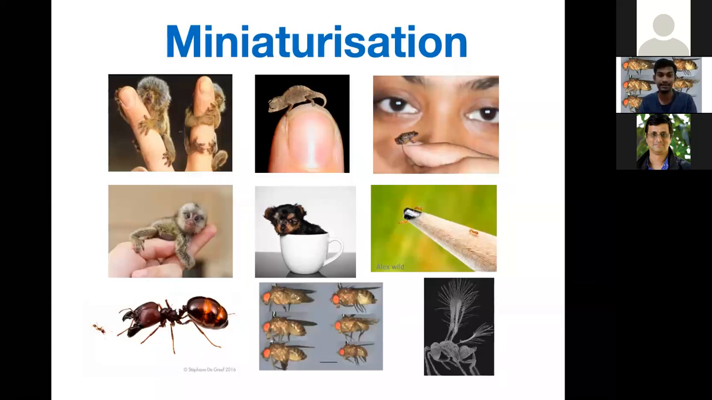But it is a very common phenomenon that is seen across animals. It's seen in reptiles, amphibians, primates, and most importantly, insects. Today I'm going to talk only about ants and fruit flies. There are a lot of extreme miniature examples, and fairy flies are one of them, but today I'm only going to talk about ants and fruit flies.